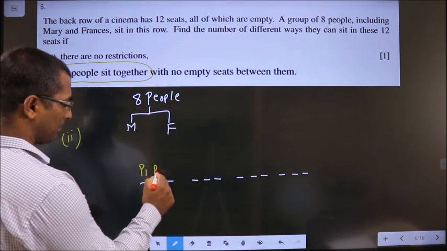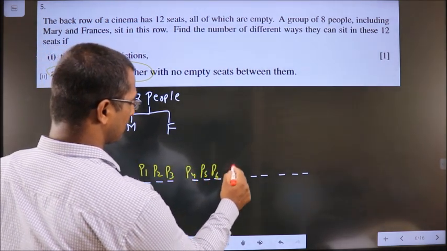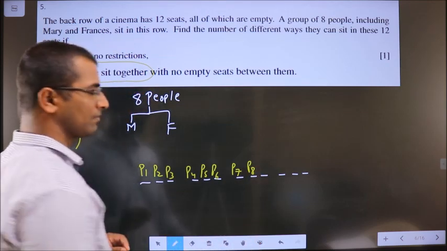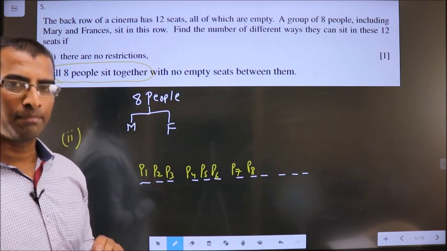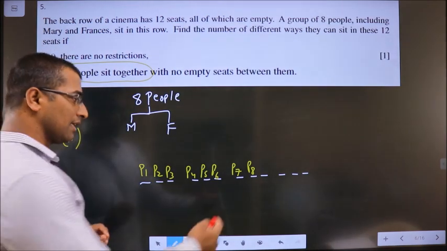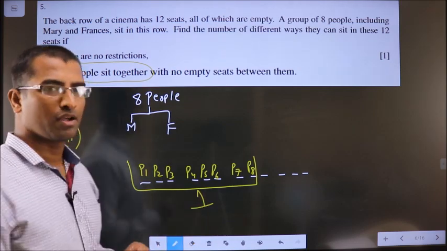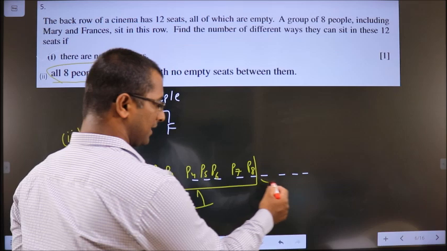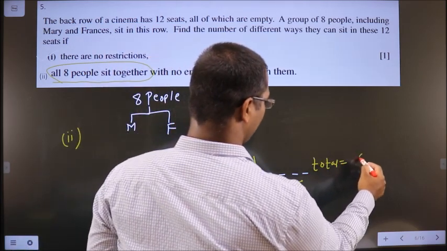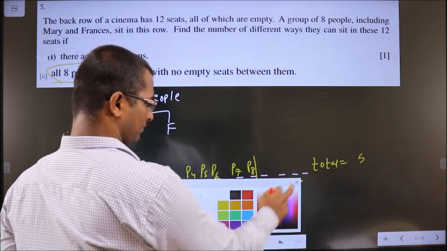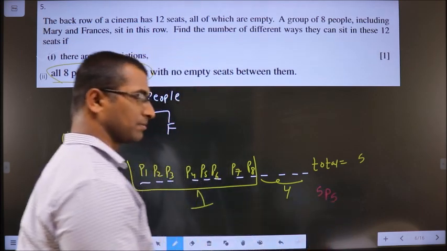Let us say person 1, person 2, person 3, person 4, person 5, person 6, person 7, person 8. All these 8 people should sit together. For me to satisfy that condition, I should consider them to be one unit. So this is 1 and these are 4. So total is 1 plus 4, 5. These 5 can be shuffled in 5P5 ways.